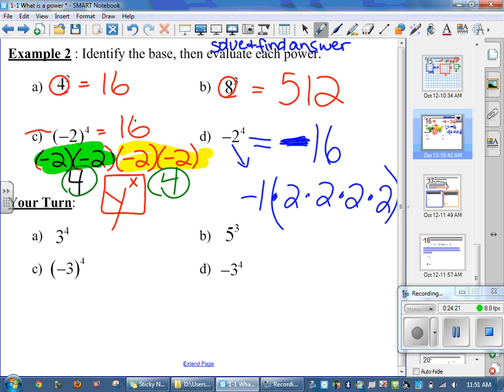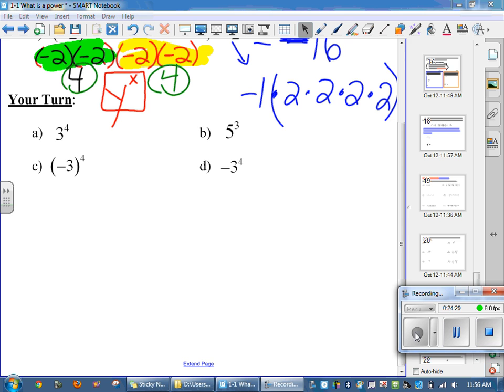Okay, we're going to take a look. 3 exponent 4 we found should give us an answer of 81. When we put a negative in brackets here, we're also going to notice it gives us 81, positive. Without the brackets down here, we get a negative 81. What does 5 cubed give us?